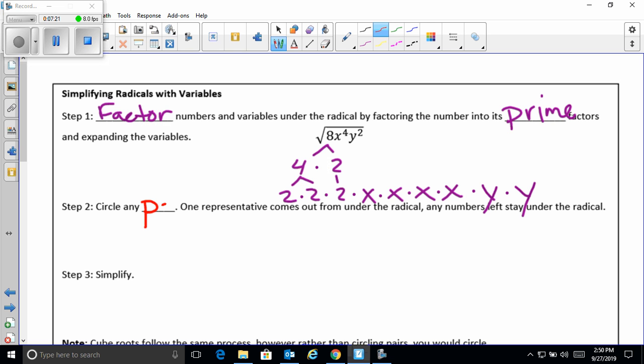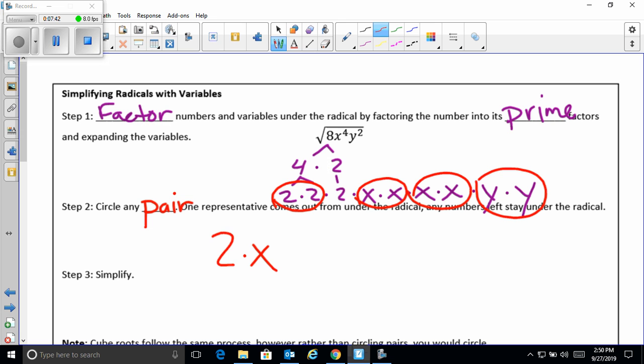Circle pairs. That's the next step. So I'm going to circle pairs. Pair of 2s. Pair of x's. Pair of x's. Pair of y's. Circle my pairs, and anything that's partnered up gets to come out. I get to take out 2. I get to take out an x. Oh, but I have another group of x's. They get to come out too. And a group of y's. And what's left behind? Well, still have a 2 that's all by itself. He's not circled. He stays behind.